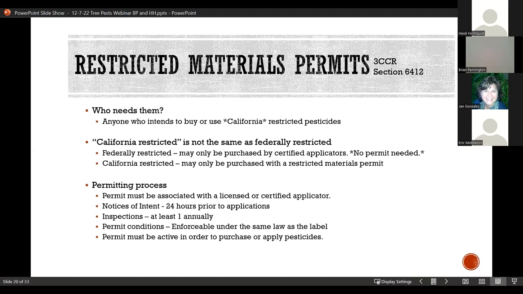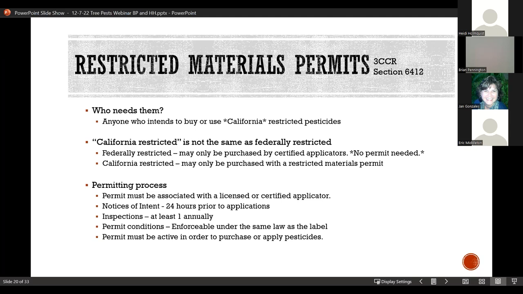The permittee is required by law to abide by all conditions of the permit. They have to submit to annual inspections. They have to submit a notice of intent informing the county at least 24 hours before each application of restricted material. And we can extend that. We can say you have to let us know 48 hours in advance, 72 hours in advance. You have to abide by it. It's enforceable by the same code section as the label, Food and Ag Code Section 12973. These permits are not automatically renewed, and they have to be renewed every year in order to continue using California restricted materials, even if you bought those materials while the RMP was valid.